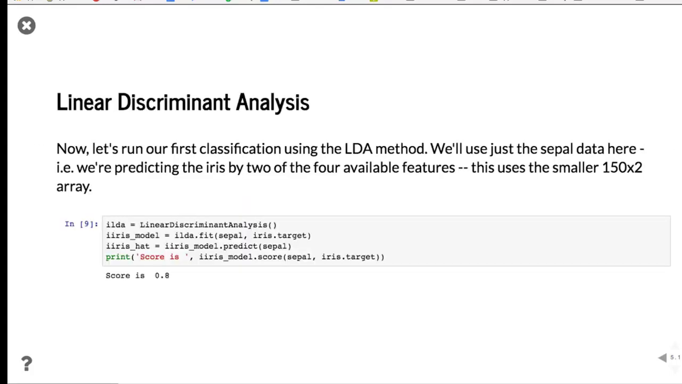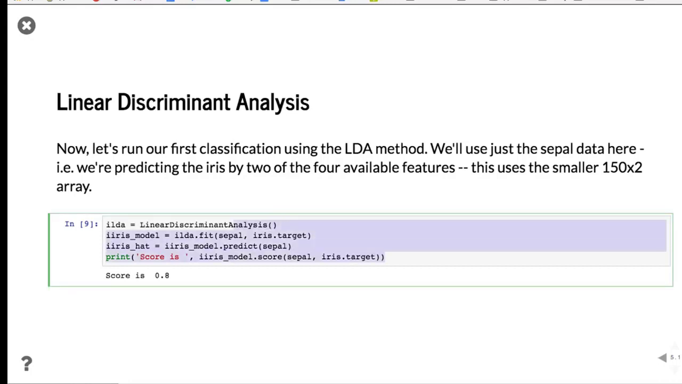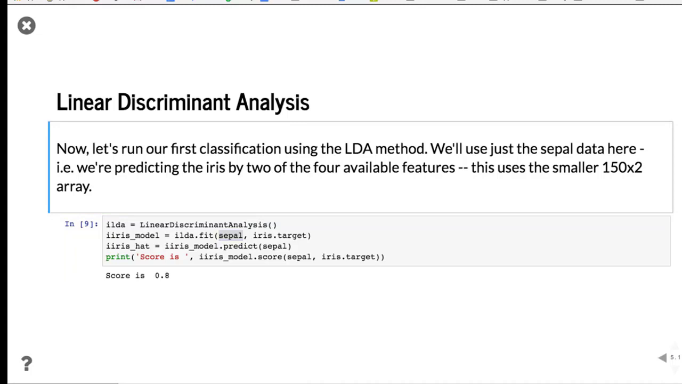So first we're going to do linear discriminant analysis. So we'll use the LDA code to do this. It looks more or less like this, which looks about the same as the logistic analysis code. So this is doing the analysis with the sepal length only. So this is the 150 by 2 array of sepal width and length.